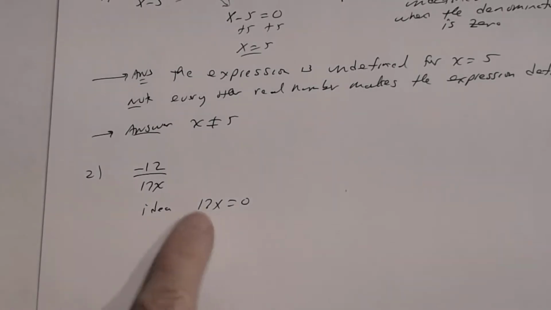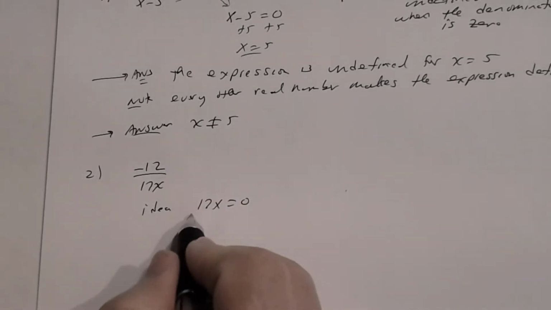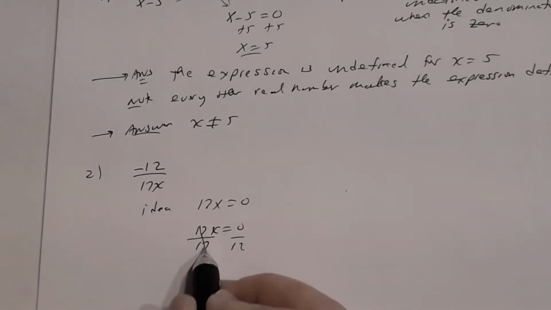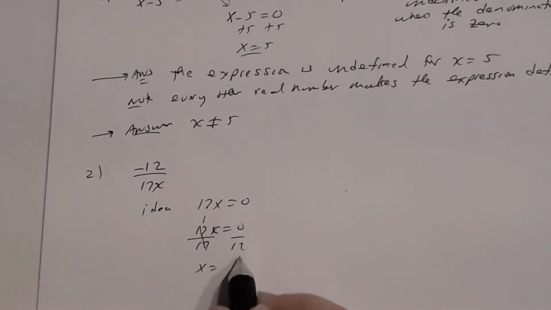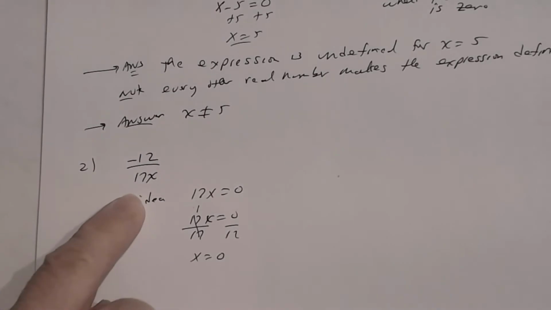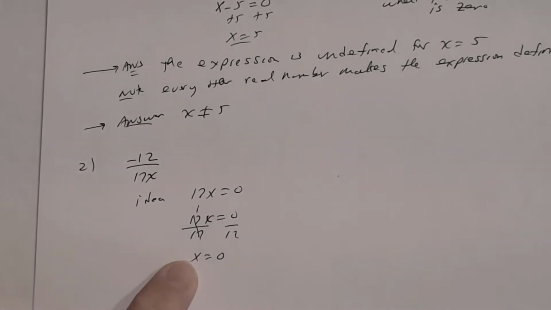And again, you have a linear equation. But to get x by itself, see how you're multiplying by 17? The opposite is to divide by 17, right? So let me go ahead and rewrite this over. You divide by 17, and 17 divided by 17 is 1. 1 times x is x. But what's 0 divided by 17? Well, that's 0. So what that means is that x equals 0 is the only real number I cannot use. Every other real number will make this expression defined except 0. x equals 0 makes this expression undefined.